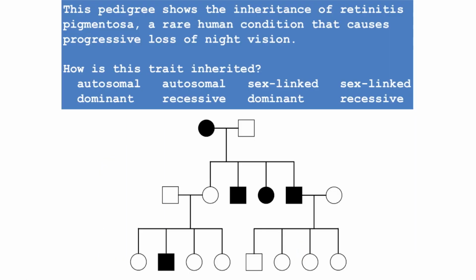So for instance, here is a pedigree, just 3 generations worth, that gives us the inheritance pattern that we've seen for retinitis pigmentosa. This is a human condition that causes a loss of night vision. And we want to know, how is the trait inherited? By that I mean, is it dominant or is it recessive? Is it autosomal or is it sex-linked? And we can rule out certain possibilities.